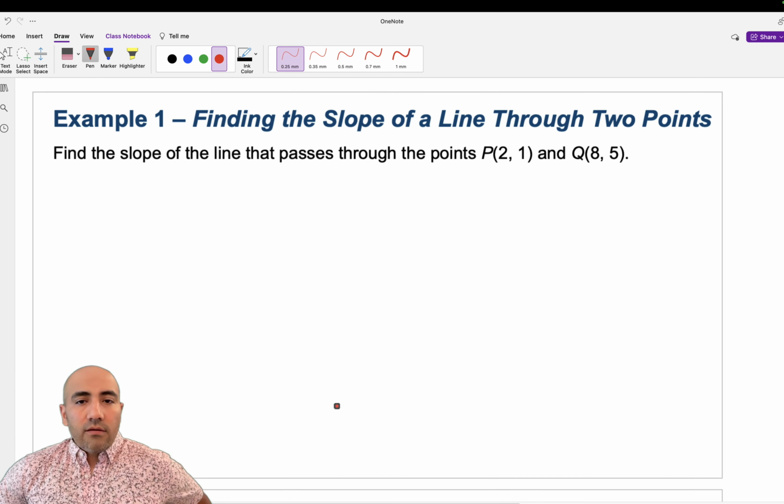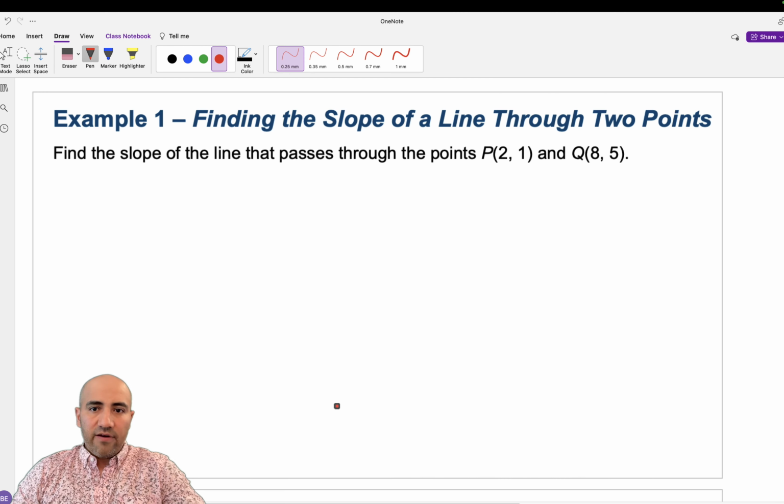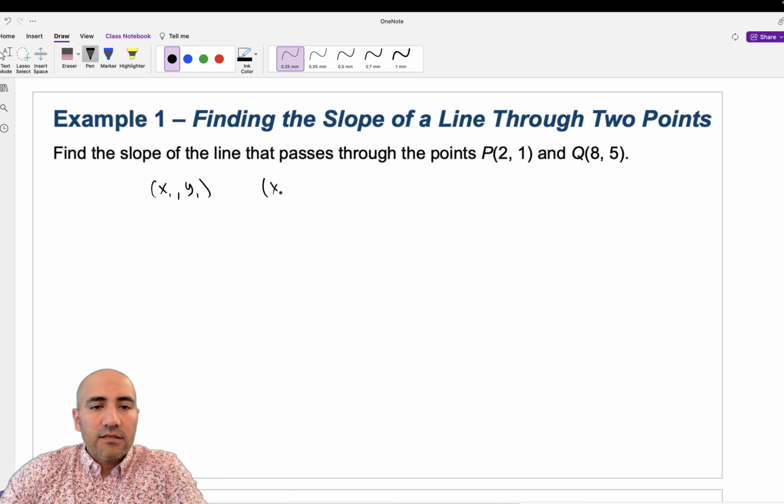Okay, finding the slope of a line through 2 points. Find the slope of the line that passes through points P and Q, where P is (2, 1) and Q is (8, 5). Okay, so using our formula, let's go back to our formula. We know that if we have a point (x sub 1, y sub 1) and some other point (x sub 2, y sub 2), then our slope formula m is equal to y sub 2 minus y sub 1 over x sub 2 minus x sub 1.